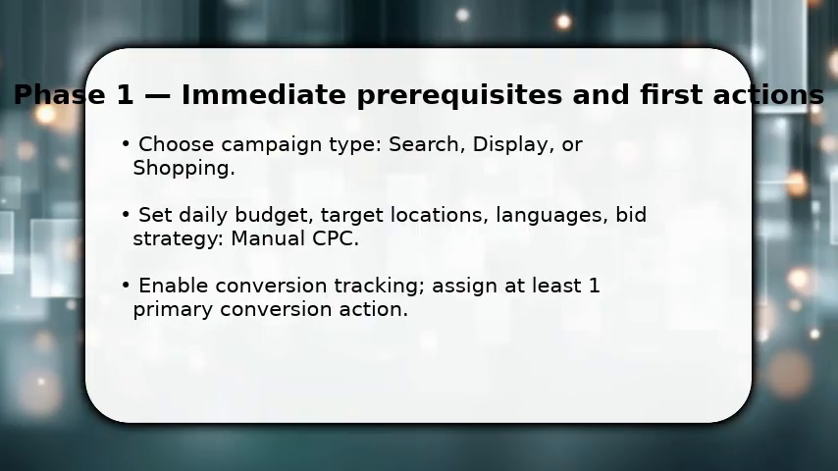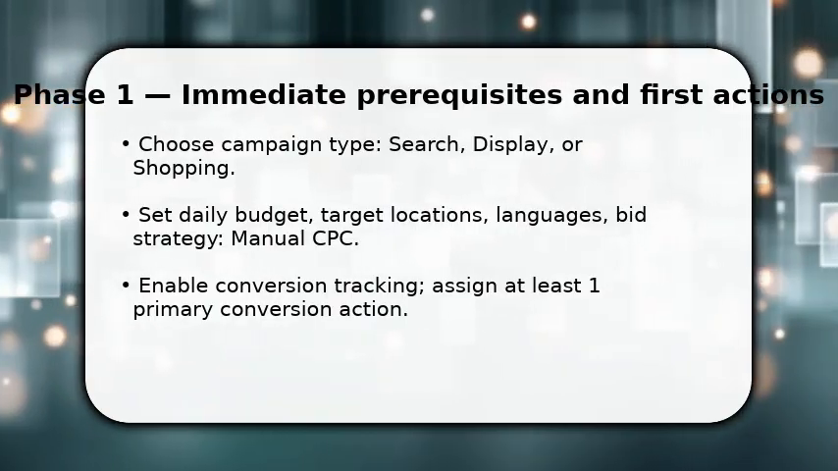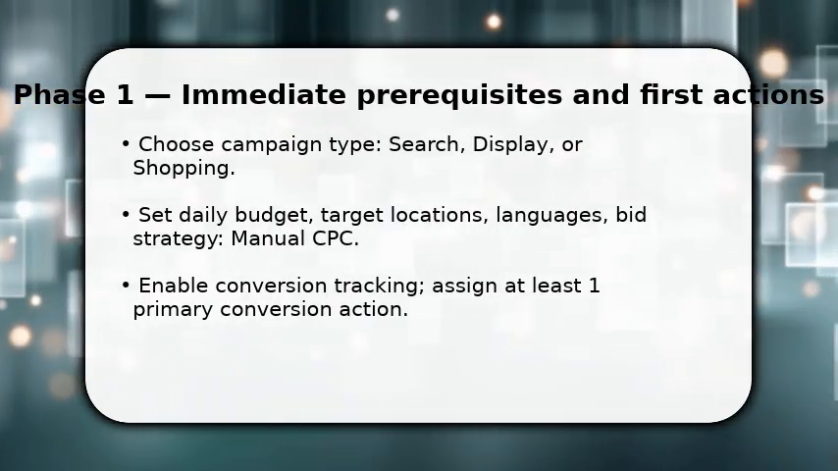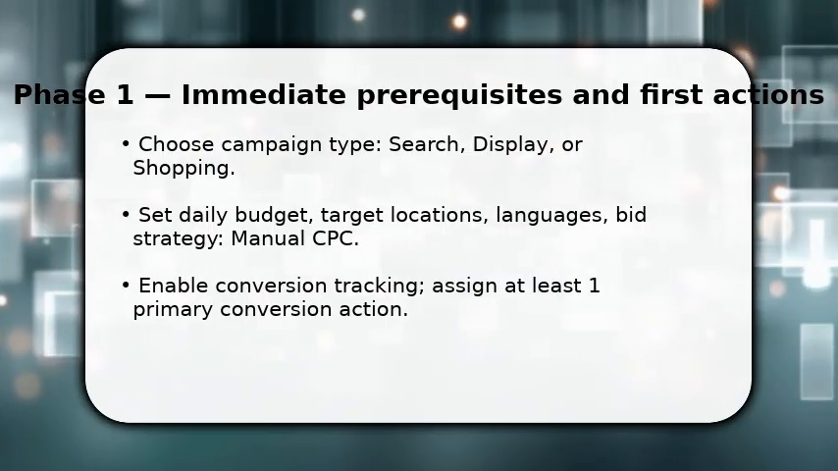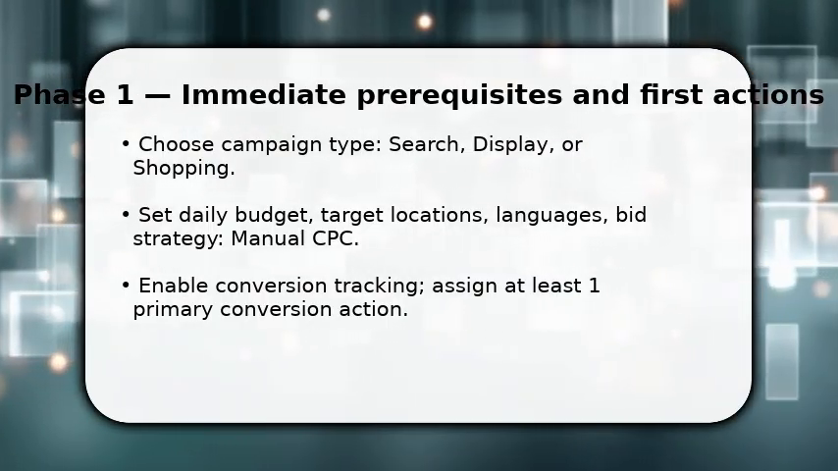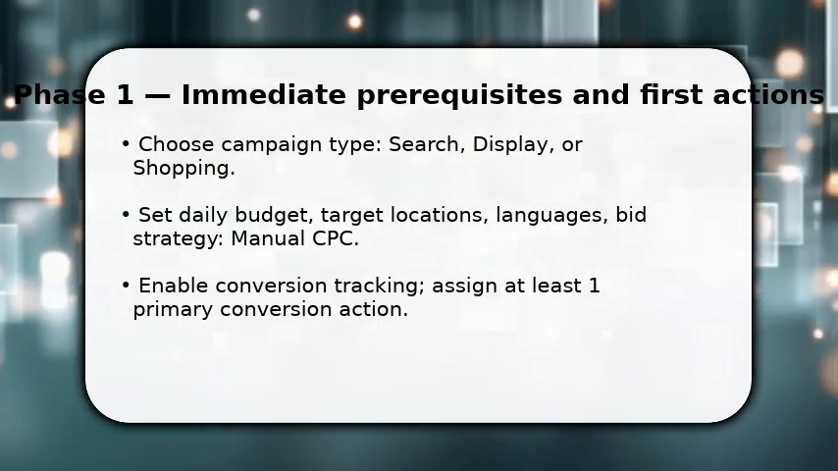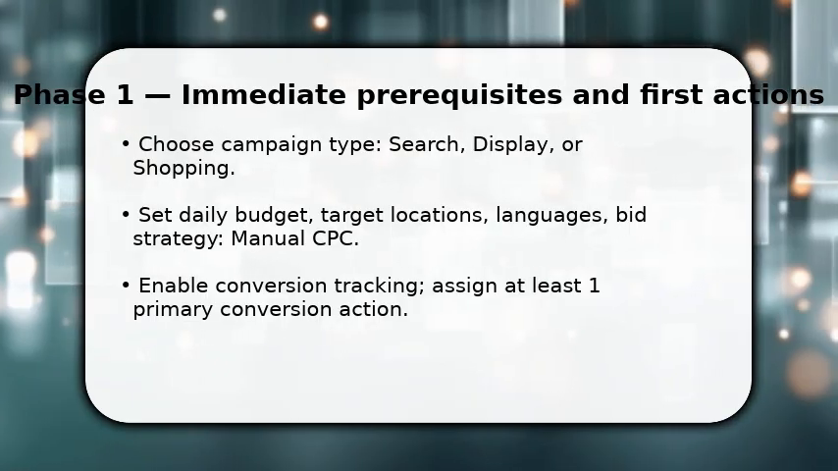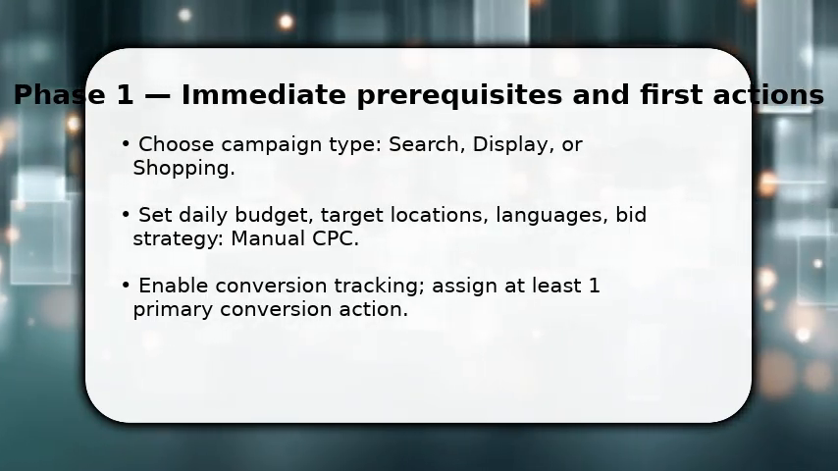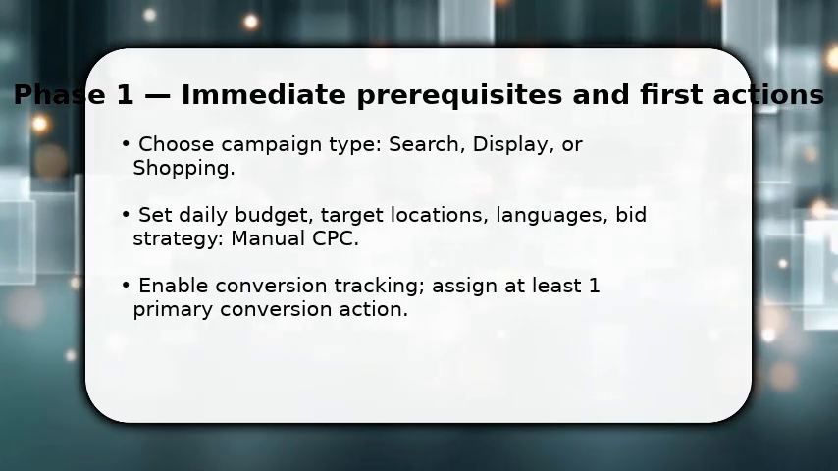You begin by opening your campaign and selecting Manual CPC as the bid strategy so you control individual keyword bids. Once done, set the daily budget and target locations that match your audience. This focuses spend. Make sure conversion tracking is active and assigned to one primary action, because bids will optimize around conversions.